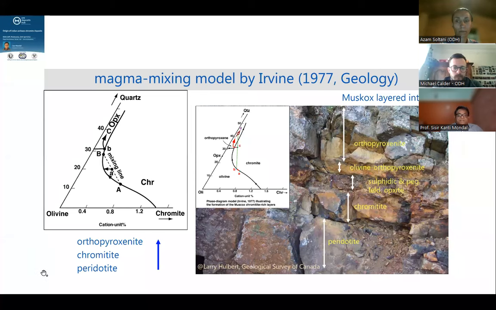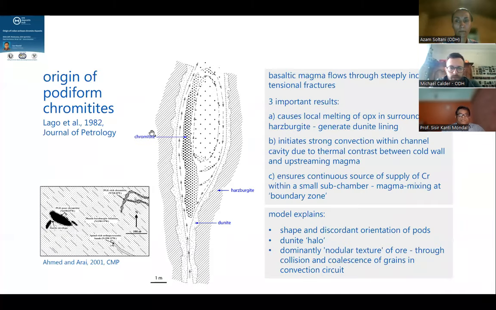So this is a very nice mechanism to explain all this kind of repetitive occurrence of chromitite at the basal part of the cyclic unit in different layered intrusions and chromite deposits. And regarding the origin of podiform chromitites, I should mention here that these pod-shaped chromitite bodies are surrounded by dunite.